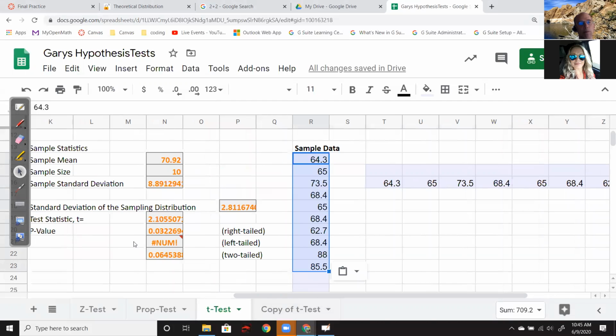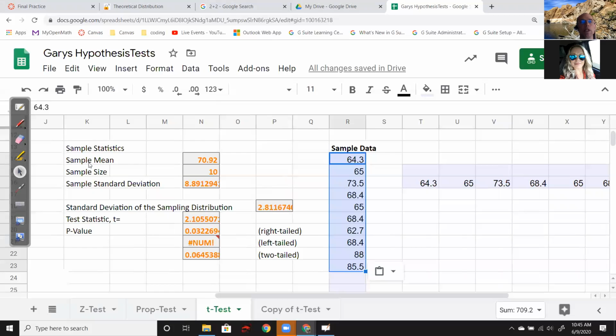And the computer is set, so for the sample mean, size, and standard deviation, it's looking in column R here for data. And once you put it in there, it says, oh, okay, here are your statistics right there. And it doesn't matter if I have extra numbers there. It only matters what's in column R.